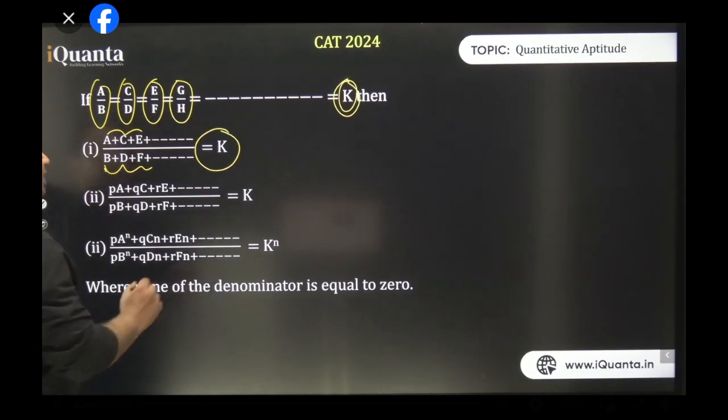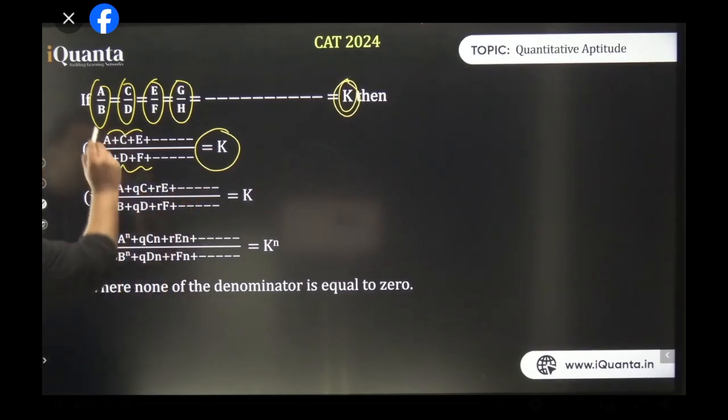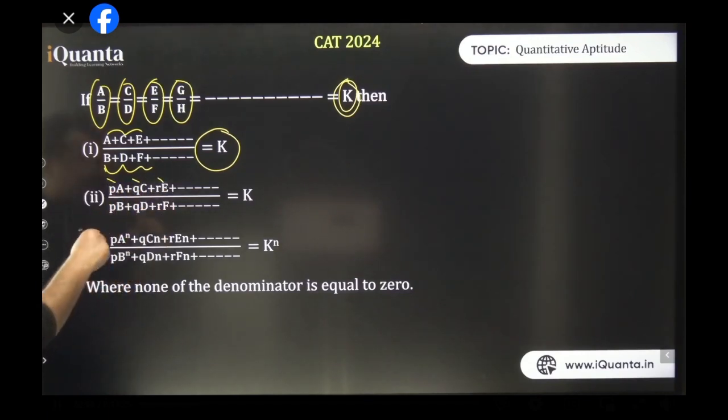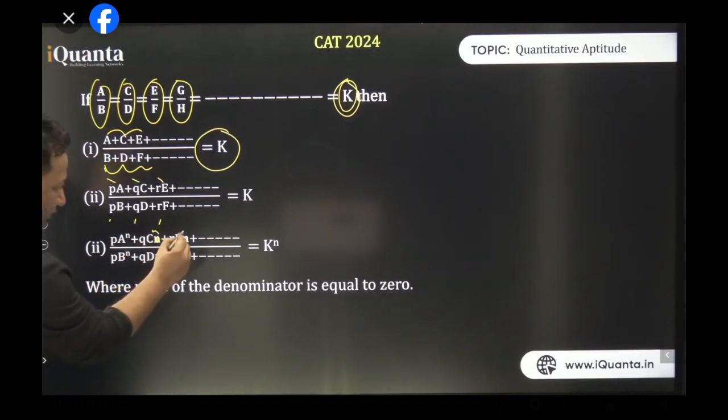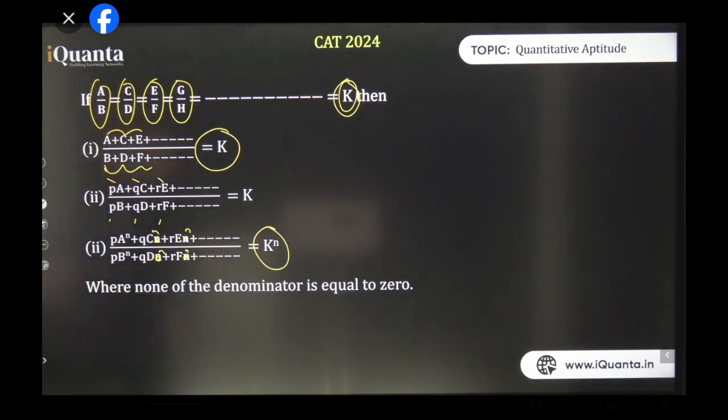Okay. The second one says, in this, if I multiply all the numerators by some values P, Q, R, and the denominators by the same values P, Q, R, again, it will be equal to K only. Just note it down. These are a few properties. Alright? Similarly, if I put some power on these, this will be equal to K to the power N. Clear?